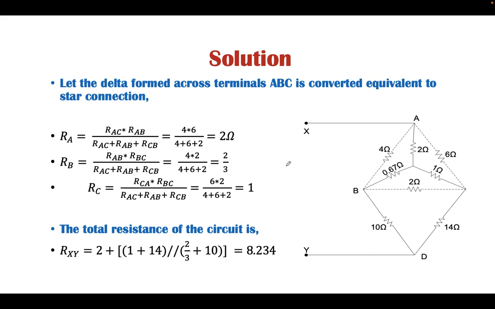Now this is the solution of the same network. RA is considered as this resistance, RB is considered as this resistance, and RC is considered as this resistance. This is 1 ohm, and hence this delta we can now remove from here. The equivalent network will be this one, and these two resistances are now in series. This series combination is in parallel with each other, and these can also be simplified. The resultant value of this resistance is 8.234 ohms.